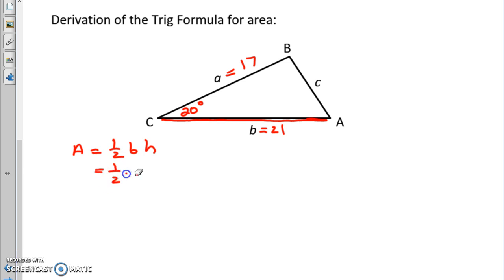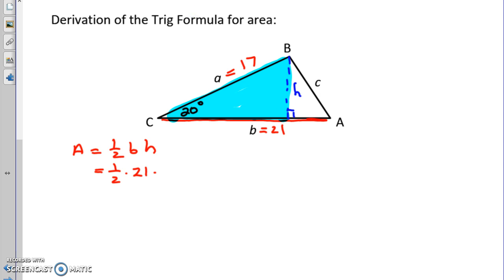So that's 1/2 times 21 times. And now the height of a triangle can be drawn in from the base to the opposite vertex, where the height is perpendicular to the base. So I'm going to call that the height of the triangle. And we can actually find the height of that triangle by considering the right triangle that's inside of the bigger triangle. When we draw in the height, we make a right angle, and so now we can use SOHCAHTOA, or right triangle trigonometry, in order to find the height of the triangle.